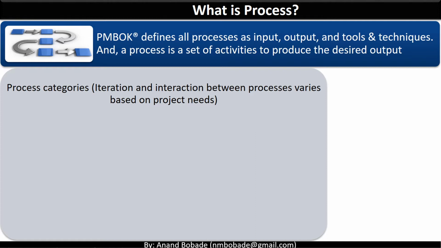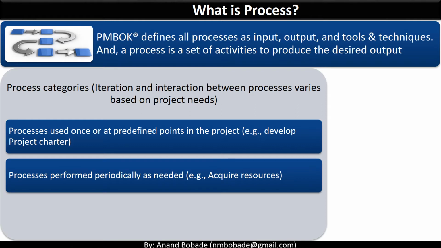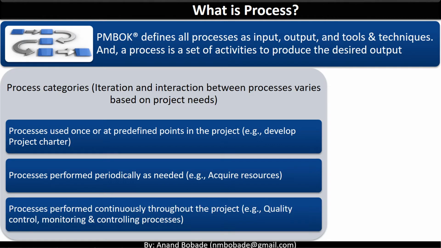Processes generally fall into one of these three categories. Processes used once at a predefined point in the project, for example, develop project charter. Processes performed periodically as needed, for example, acquire resources. So whenever you need resources, you will execute this process. And finally, processes performed continuously throughout the project, for example, the quality control process. So every time you have a deliverable, you will be performing quality control.